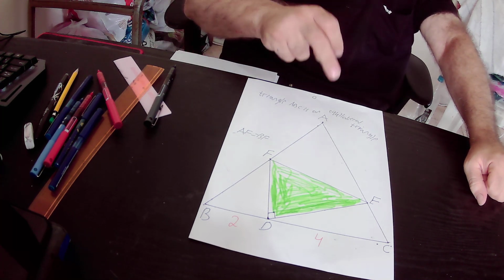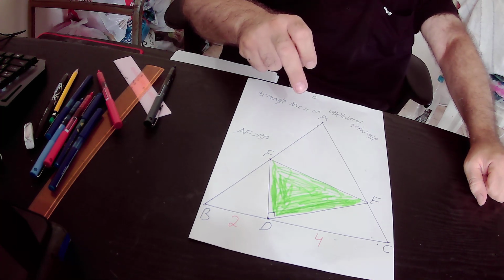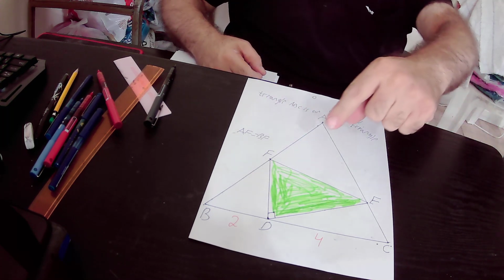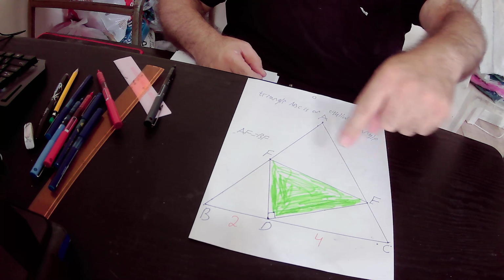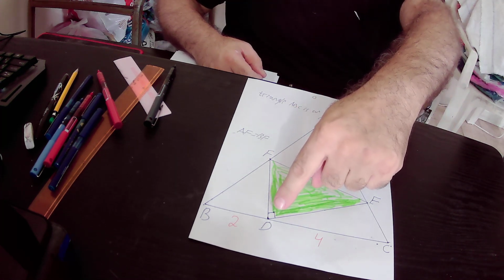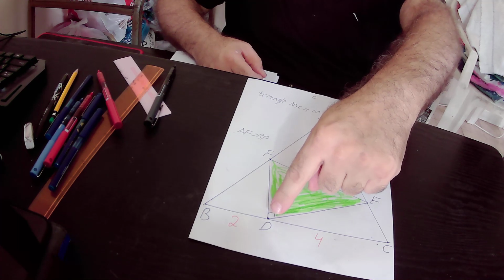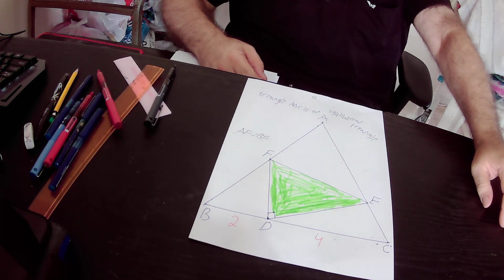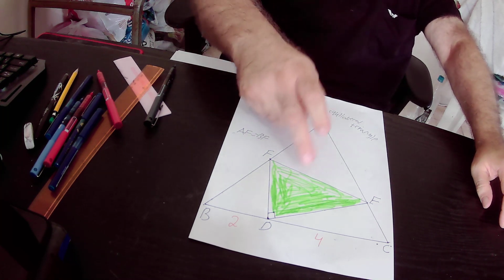Inside the equilateral triangle we have the green triangle EDF, that is also a right triangle because angle EDF equals 90 degrees. This angle equals 90 degrees. It is a right angle, and we want to find out the area of the green triangle.